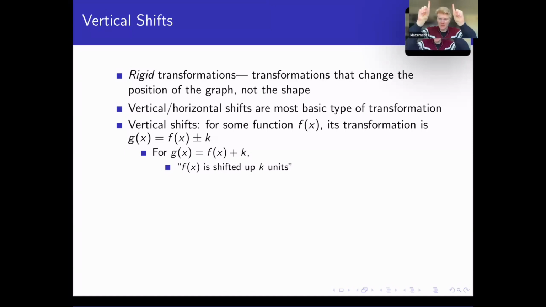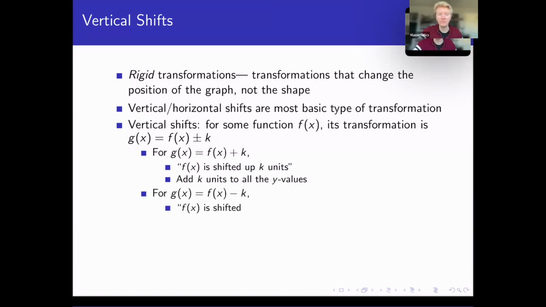And if we're shifting up k units, what we're doing is changing all the y values. So you would add k to all the y values to go from the previous function to the new function. As the opposite, if we have f of x minus k, that is a shift down k units. If you're shifting down, you're changing all the y values, so you would subtract k from all the y values. So this makes a lot of sense, I think. Plus k up, minus k down. Unfortunately, that nice intuition is not going to stick over the course of the section, but as a very basic type of transformation, it makes a lot of sense.